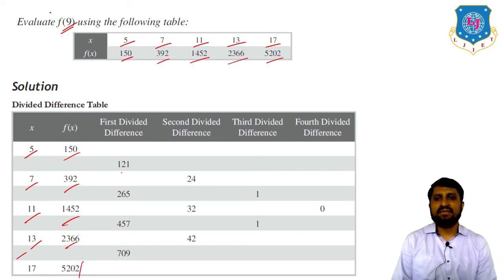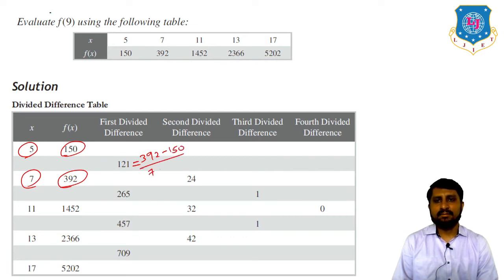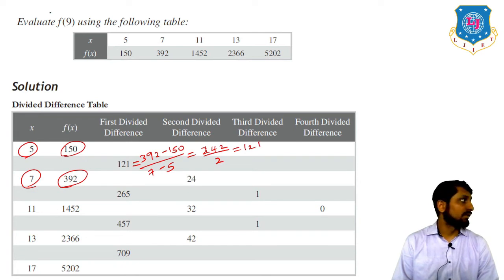Okay, now first divided difference, right? How will you get 121? 121 is nothing but 392 minus 150 upon 7 minus 5. So this is equal to 392 minus 150, and in the denominator you have 2. The numerator is 242. Okay, so that's why you will get 121.